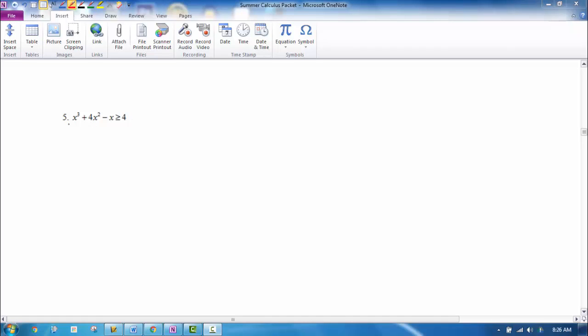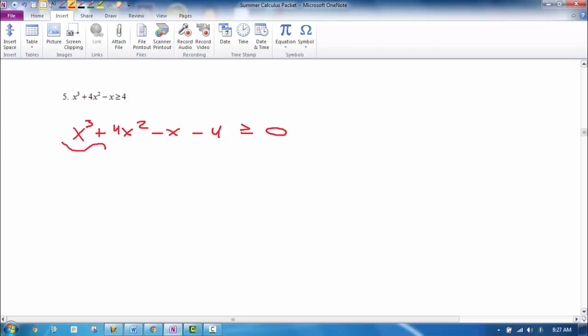Okay, the next problem gives us this cubic inequality, and we need to solve this. So what I'm going to do is put everything on the left side. I'm going to subtract 4 from both sides, and then I'm going to group. I don't know if you remember factor by grouping, but I'm going to group together the first two terms and pull out an x squared.